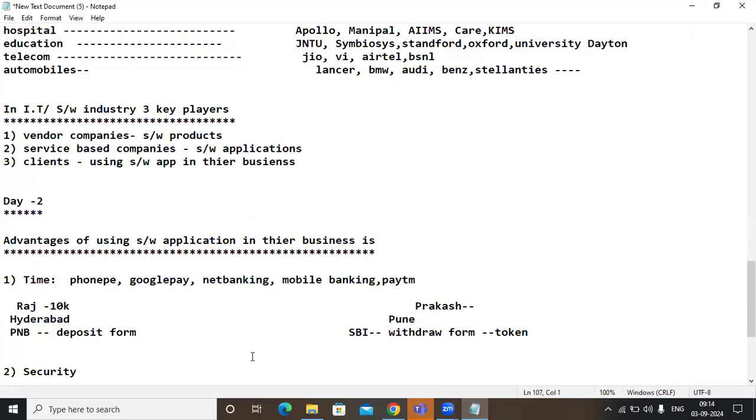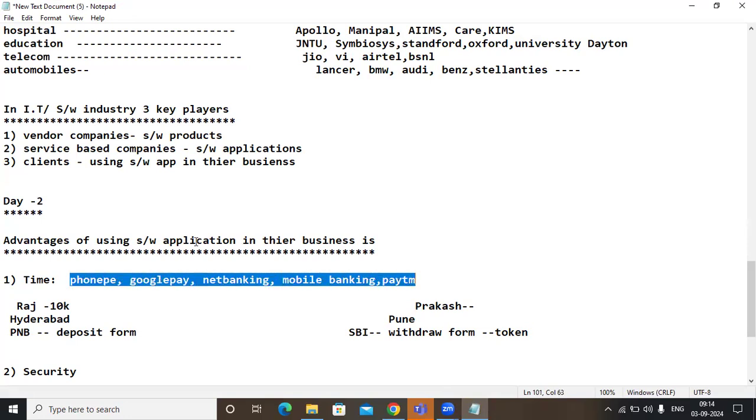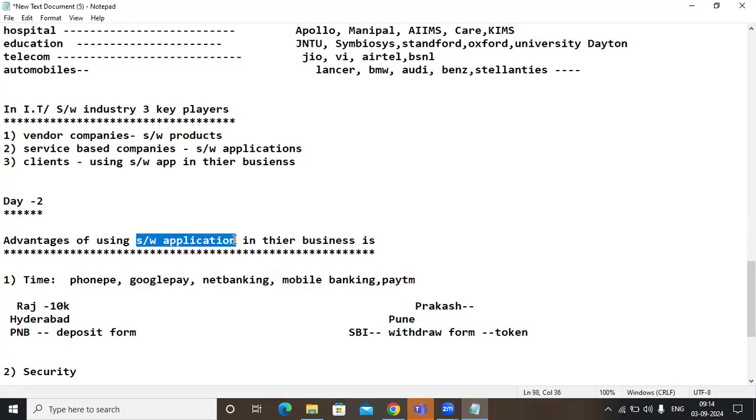PhonePe, Google Pay, net banking, mobile banking. These are all what? Applications. Using these applications, we can easily transfer the funds. I can perform the transactions in a short span of time. Yes or no? That is how we can save our time or not.